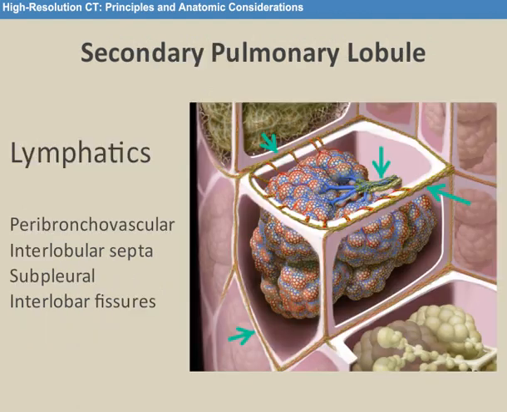So the lobular core structures are this small artery and bronchiole, and then interlobular septa, again, carry both veins and lymphatics. So just to reinforce that point now, we're pointing here now to these lymphatic structures, because these will be so important to you when you want to recognize the perilymphatic pattern. Peribronchovascular, interlobular septa, subpleural, and interlobular fissures. So these will all come into play in just a few moments.